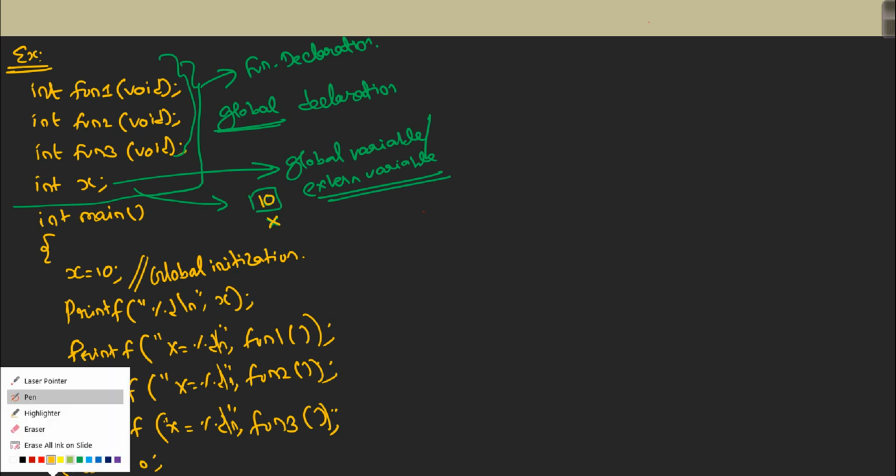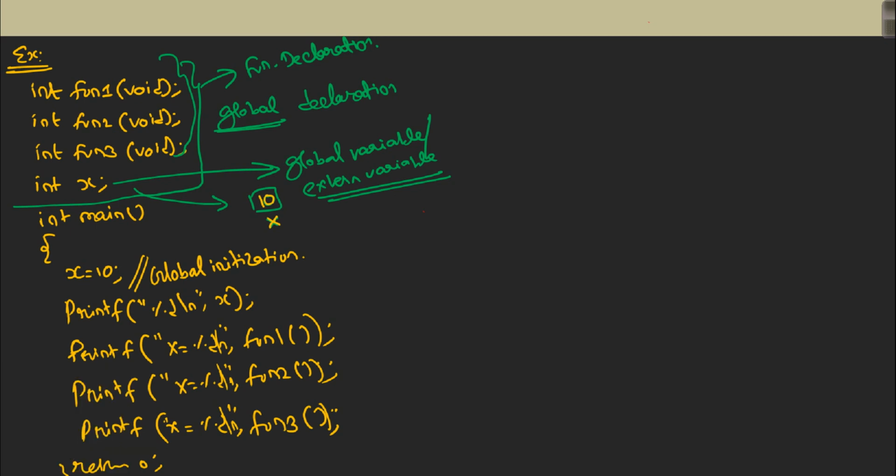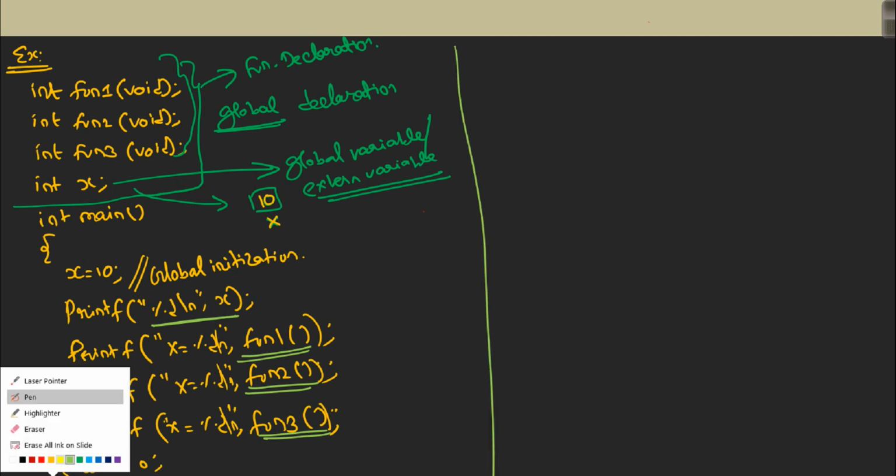So what is happening here? I am just printing the value of x here, and then I am calling function 1, calling function 2, calling function 3. Okay, so let's write the complete code and then we will discuss the output.